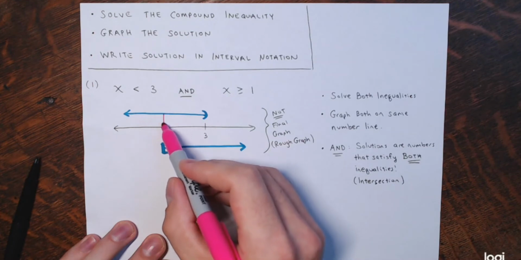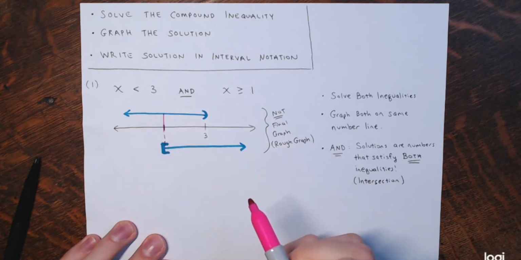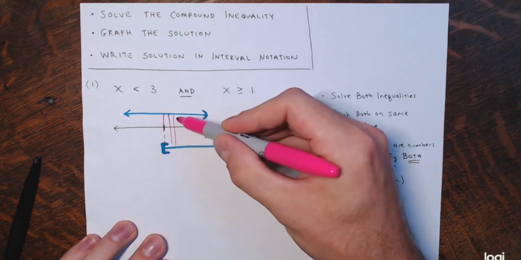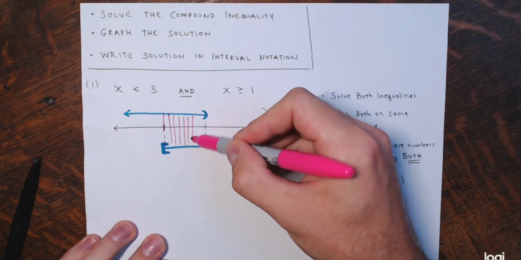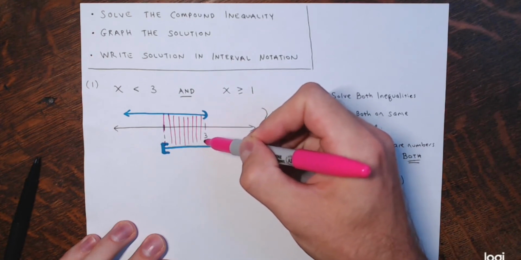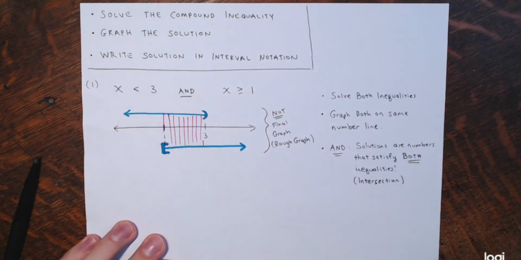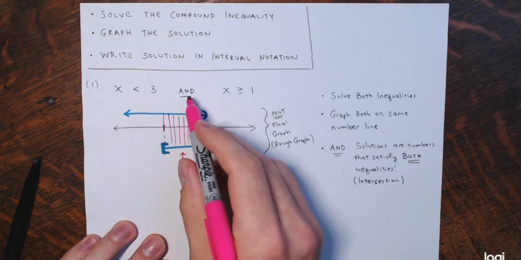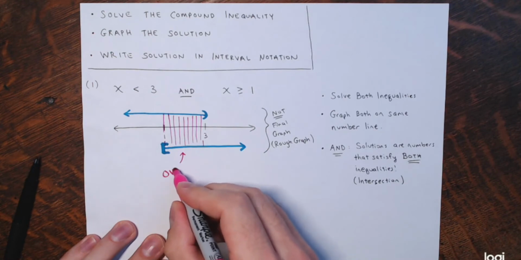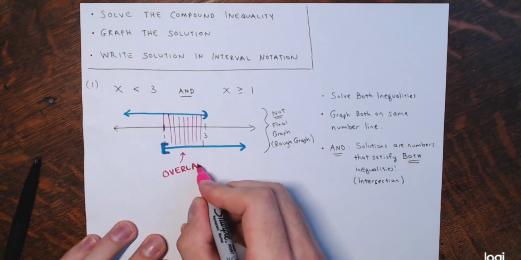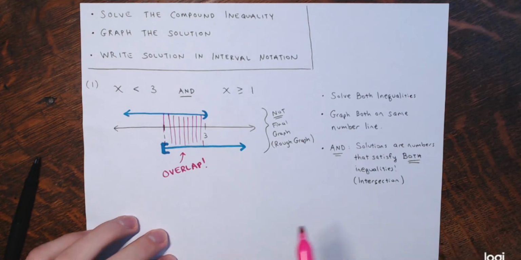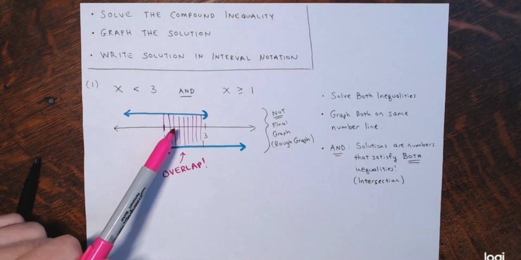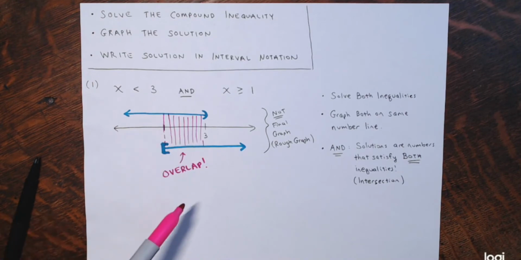1 itself belongs in the final graph. That's in the overlap. 1 is in both graphs. And then all these numbers in between 1 and 3, but not 3 itself. All right? But yeah, what we're looking for when we have these and inequalities is any overlap, intersection in the two graphs? These numbers then will belong in my final graph.